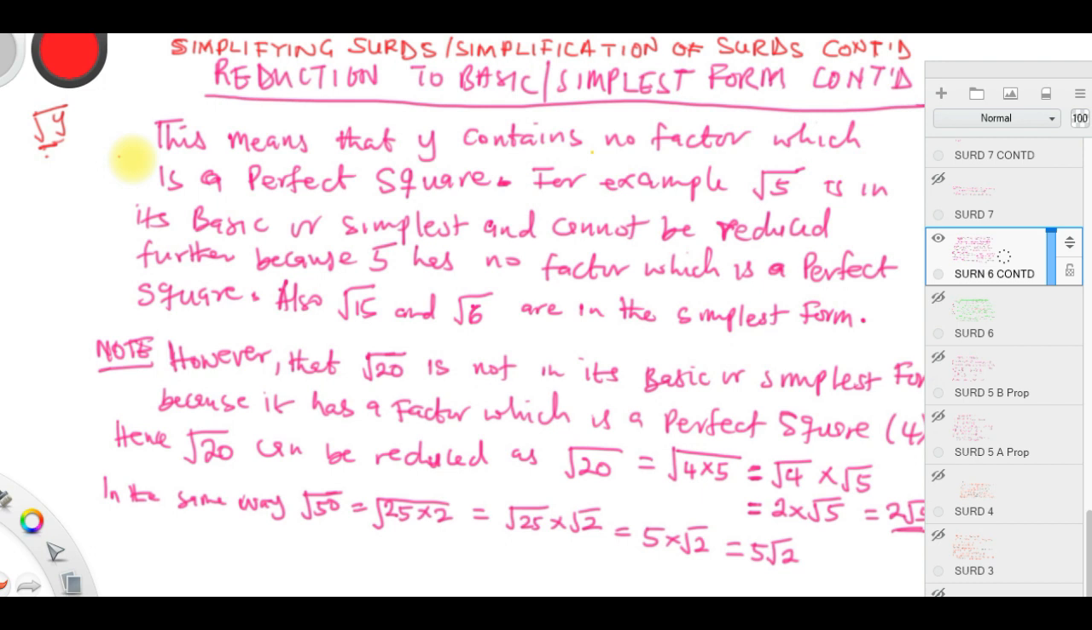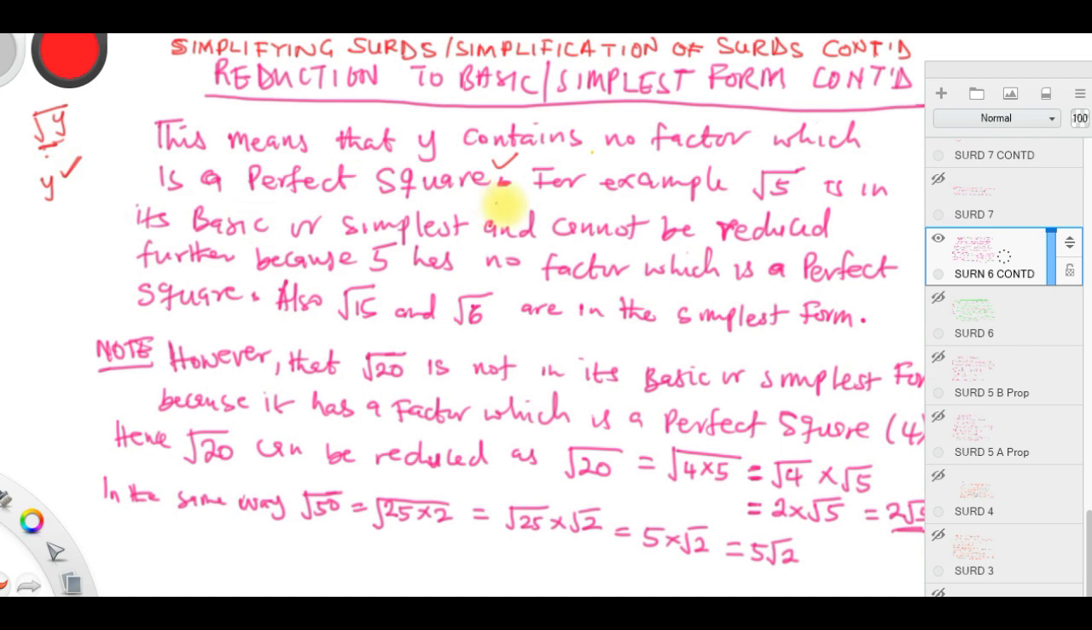So what does it mean? This is a further explanation. If that is the case, then this y contains no factor which is a perfect square. So know that this y is a rational number, a positive integer.